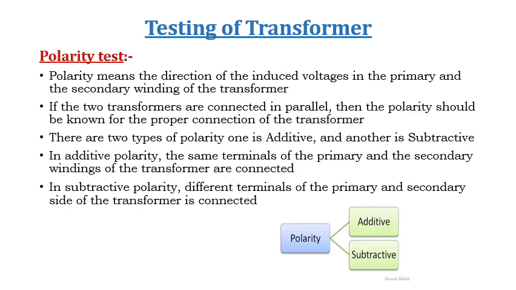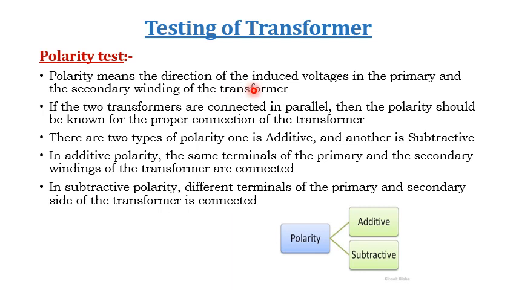Let us study testing of transformer. First consider the polarity test on transformer. So what do you mean by the polarity test? Polarity means the direction of the induced voltage in the primary and the secondary winding of the transformer.